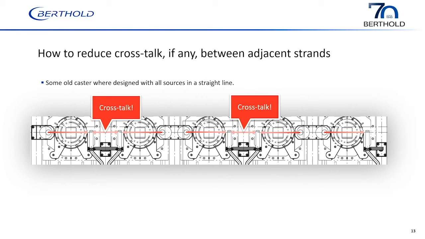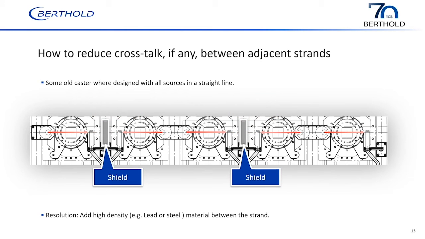The way to handle or to reduce crosstalk is to add high density material so that each detector is only affected by its own source. So here in the picture we have added shields between the two strands that were crosstalking, and these shields should be made of high density material because high density material attenuates radiation better than low density material, and that could be lead or steel or any other high density material.